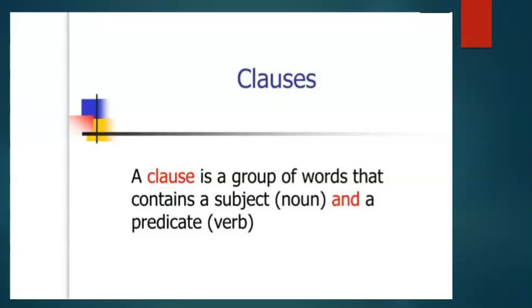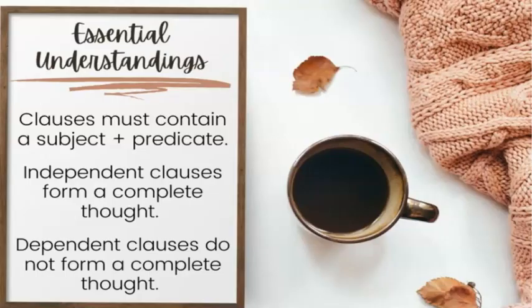A clause is a group of words that contains subject and a predicate. Clauses must contain a subject plus predicate, as it is said above. Independent clauses form a complete thought, while dependent clauses do not form a complete thought. As it's mentioned, there are two types of clauses in English. They are independent clauses and dependent clauses.